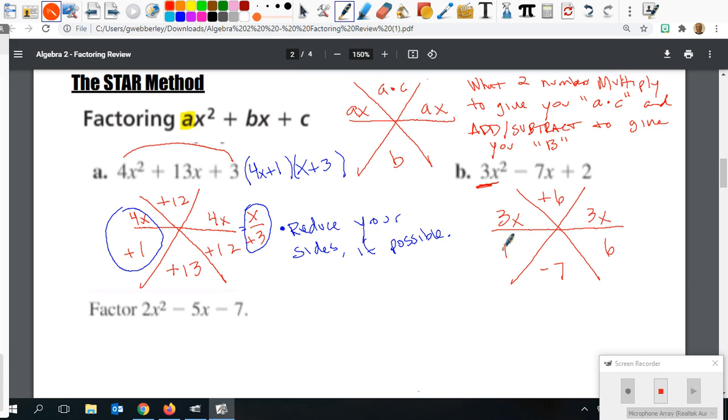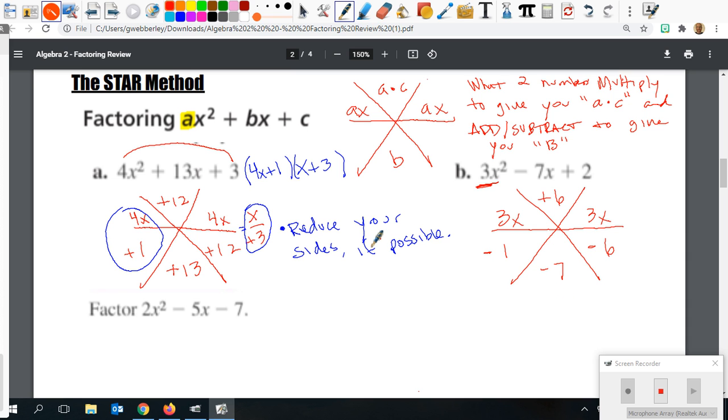Now as far as the signs go for those two, they have to be the same sign because you've got to get a positive 6 when you multiply. They're both going to be the sign of the negative 7, negative, for both of them. So you can just double check real quick. Negative 1 times negative 6 gives you positive 6, and negative 1 combined with negative 6 gives you negative 7.